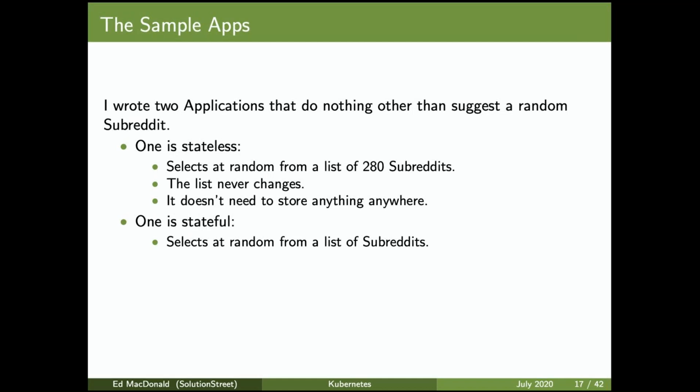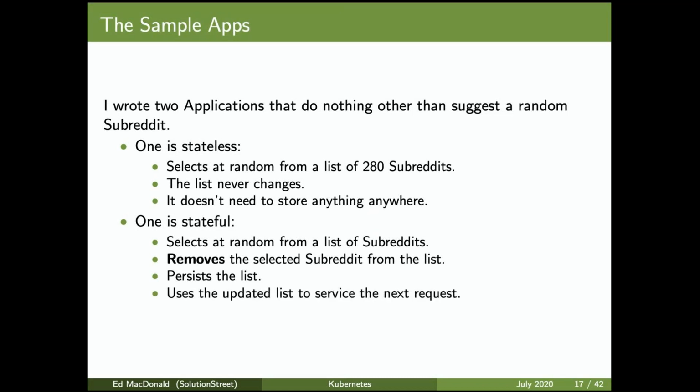The second application is stateful. It also selects from a random list of subreddits, and it starts with a list of 280 subreddits. However, each time it selects one and recommends it, it removes the selected subreddit from the list, and then it persists the new list, minus 1 item, to disk and then uses the updated list to service the next request. So that's a stateful app.